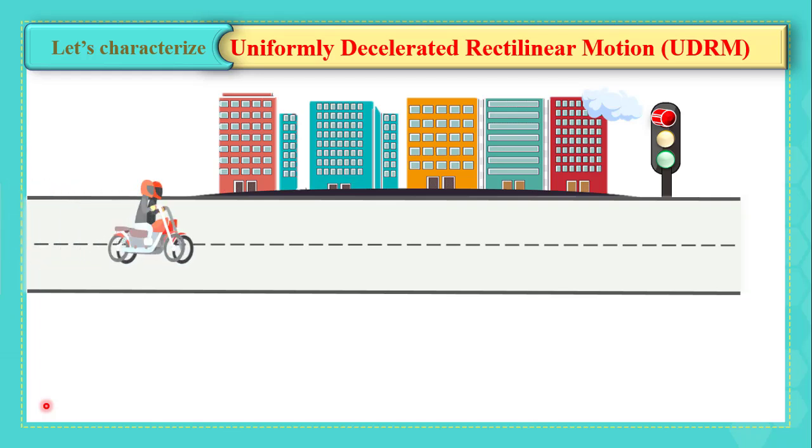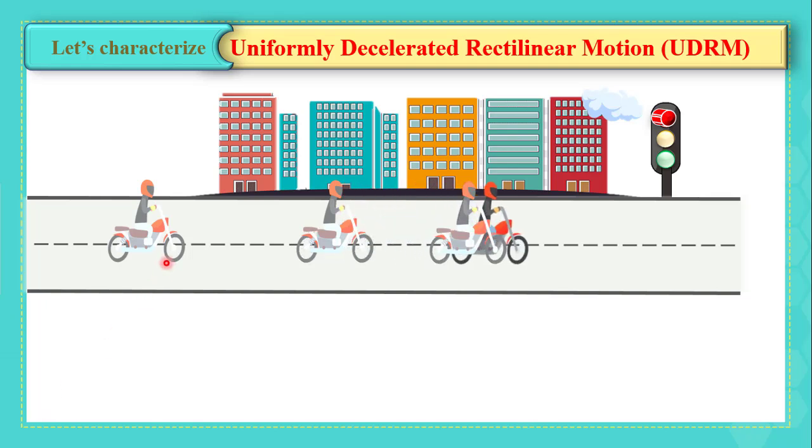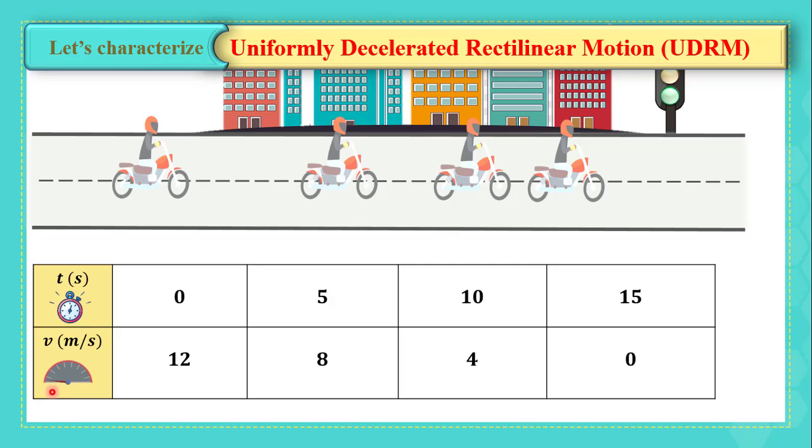When taking photographs of the driver's position after equal time intervals, we can clearly notice that the distances traveled by the driver in these equal intervals of time are decreasing. The instantaneous speeds of the driver at different instants, separated by equal time intervals, are recorded and tabulated in the following table.